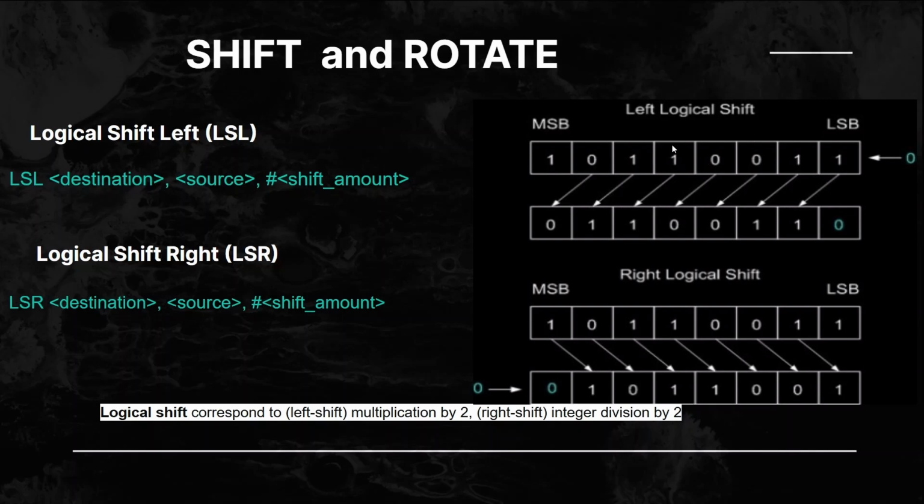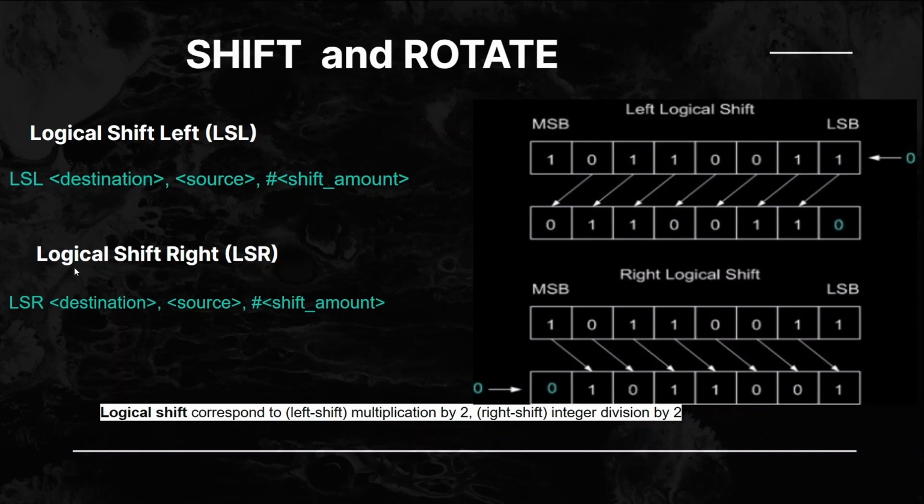As we can see in the diagram, from the least significant bit LSB to the MSB, the bits are shifted towards the left, and the empty space that is created at the LSB is filled with zeros. The syntax for the LSL is LSL mnemonic, followed by a destination register, followed by a source register, and followed by a shift amount. The next instruction, LSR, is quite the opposite of the LSL.